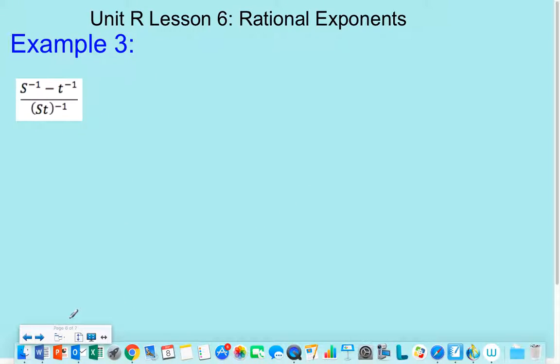All right, I did change the last slide here to make this a little more practical for what you're going to see in the exercises. So here, this is another complex fraction, or at least it's going to be in a second. We have s to the -1 minus t to the -1. So my first thought is, well, let's get rid of these negative exponents. This is going to be 1 over s to the +1, or just 1 over s, minus 1 over t. And then over here in the denominator, we're just going to have 1 over st.